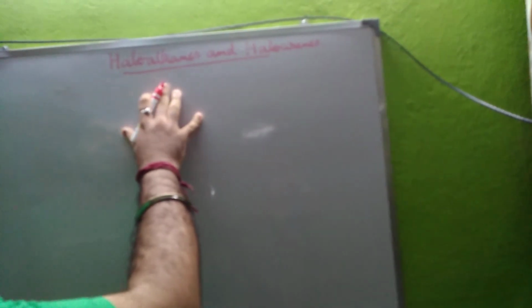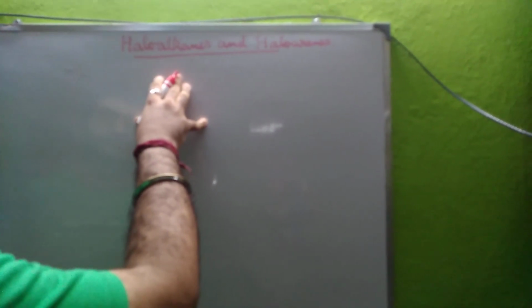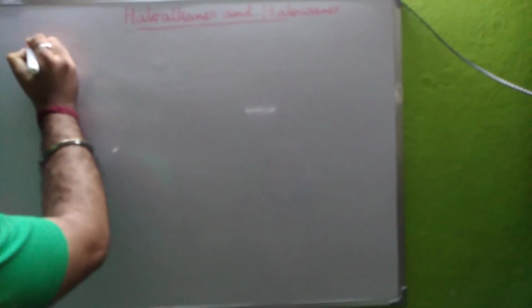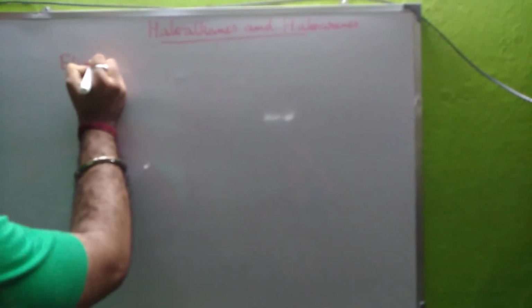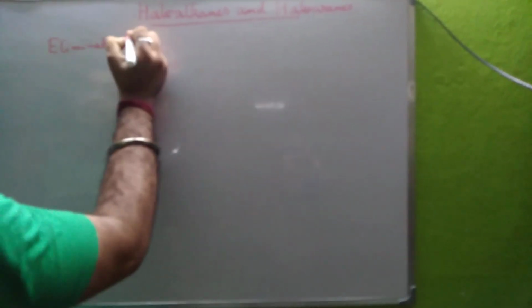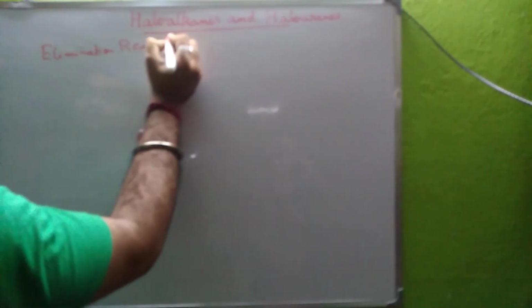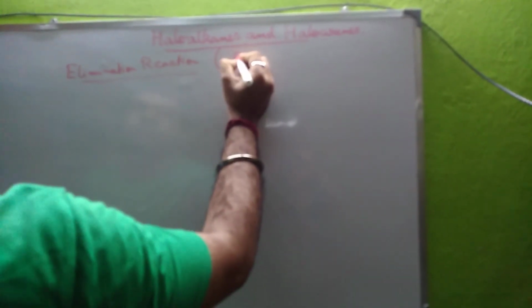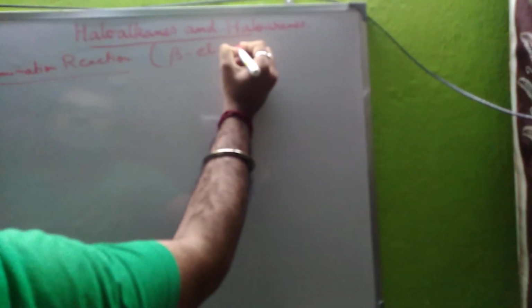Good morning. So today we are going to discuss the next part of this chapter, that is haloalkanes and haloarenes. As you must have seen in my last video, I discussed the chemical properties of haloalkanes, which was on nucleophilic substitution reaction. We have seen how SN1 and SN2 reactions differ from each other. Now today we will be discussing the next chemical property of haloalkanes, that is elimination reaction, or in the book it is also known as beta elimination reaction.